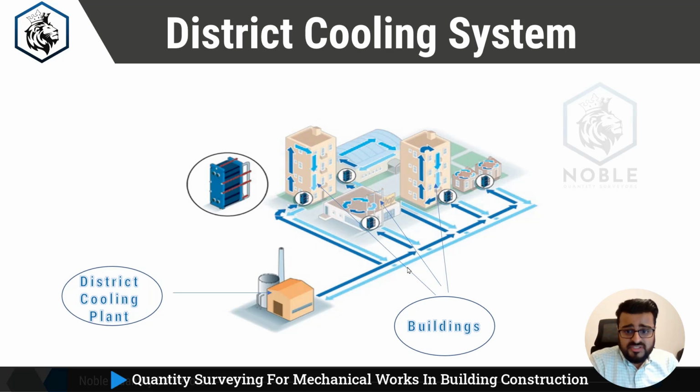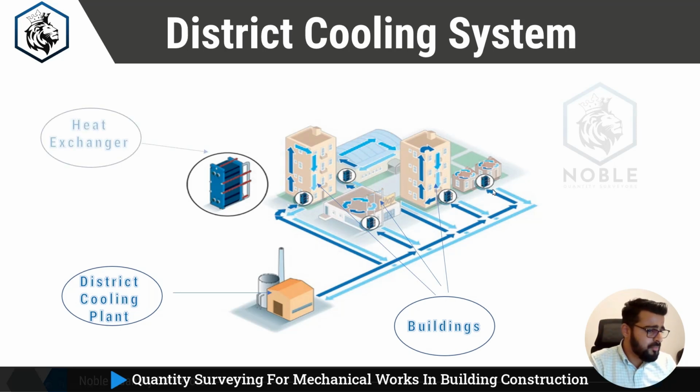How much chilled water is consumed by these buildings will be recorded in a meter known as a BTU meter, and that much monthly bill will be accounted. So this chilled water district cooling plant will be owned by the government, and they will generate the chilled water. It will supply to all the buildings, and how much chilled water they have consumed, that much bill will be accounted and collected by the government.